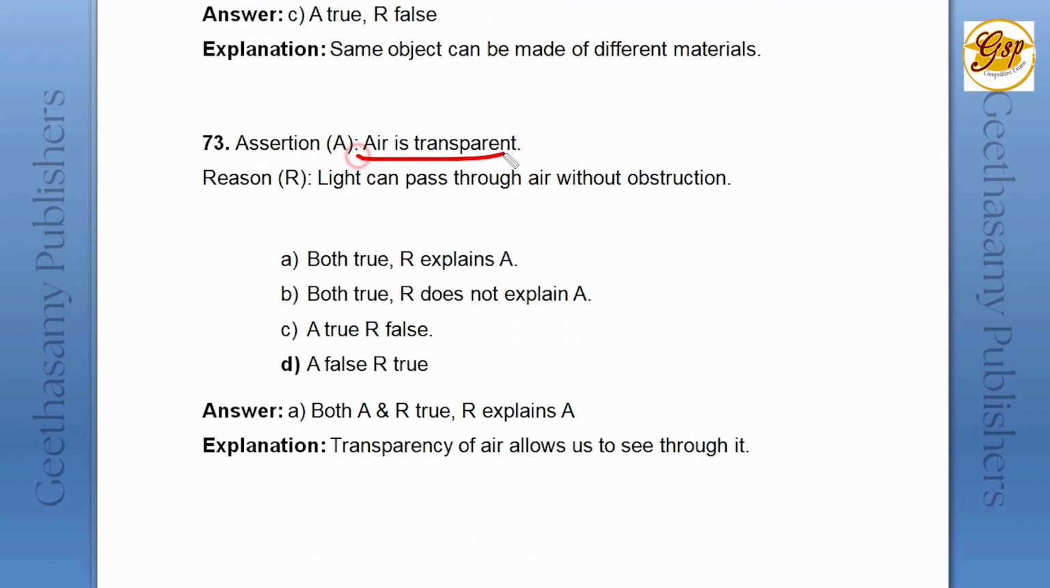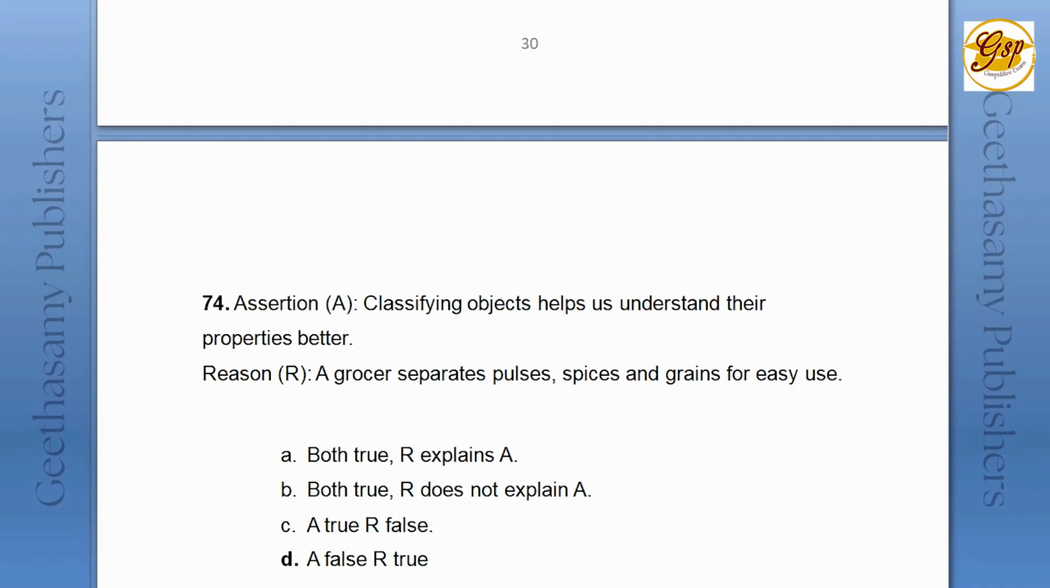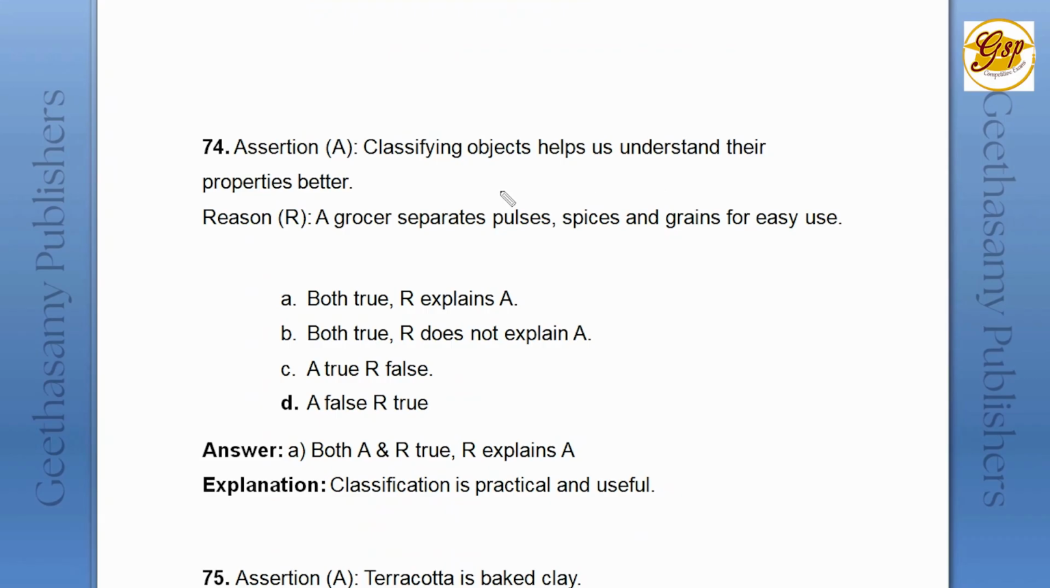Then 73rd question. Assertion: Air is transparent. Reason: Light can pass through air without obstruction. So both are true. R explains A. The correct answer is A, both A and R are true and R explains A. Transparency in air allows us to see through. Fine.